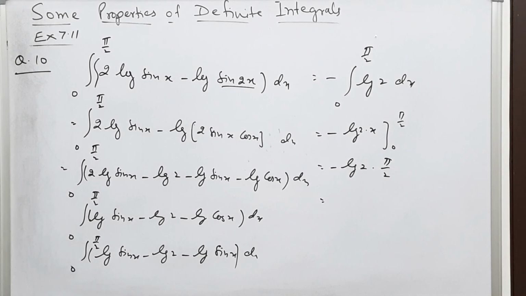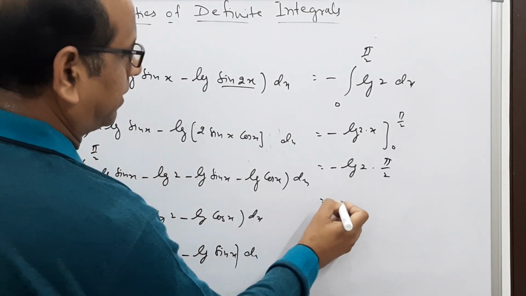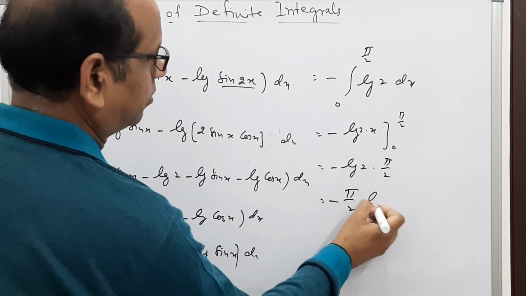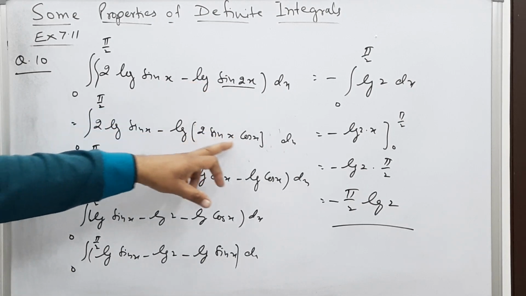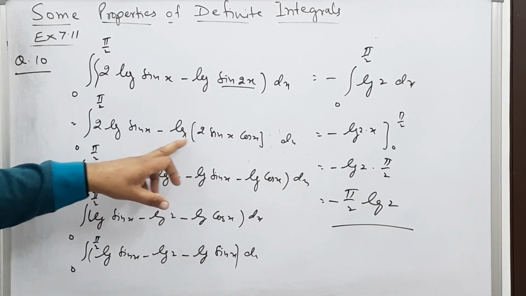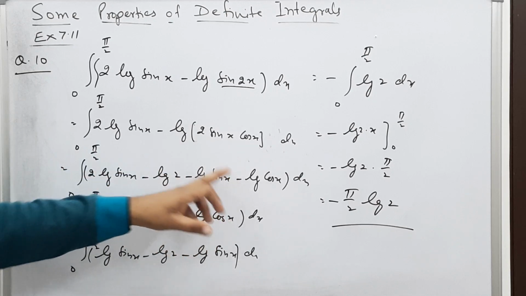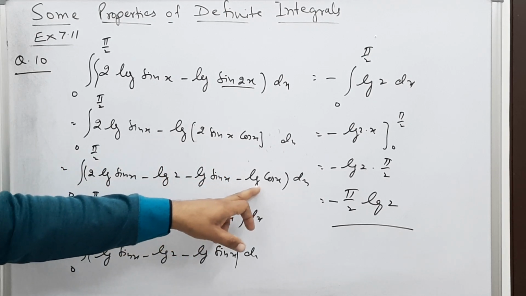So the final step is minus pi by 2 log 2. That is the answer of this particular problem. Once more I am explaining the sin 2x formula. Then the log of a product will convert into a plus, but because of this minus, that's why all are minus.